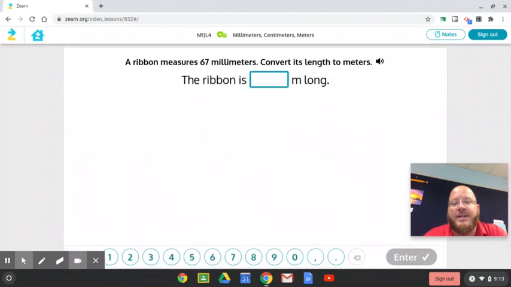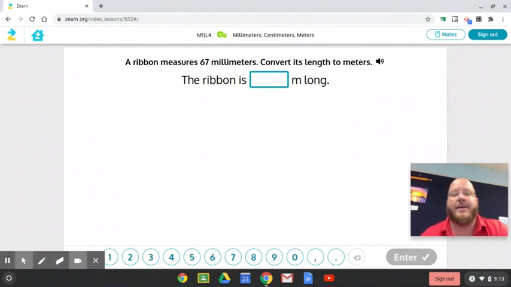Now, all we're doing, ladies and gentlemen, is moving the decimal. But if you need a calculator to do this, feel free to use a calculator for the multiplication and division. You'll get the same answer if you divide it out, but all you really have to do is move a decimal. Okay, what's this say here? A ribbon measures 67 meters. Convert its length, millimeters, excuse me, to meters.